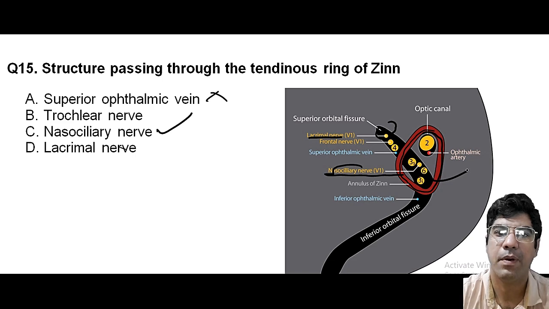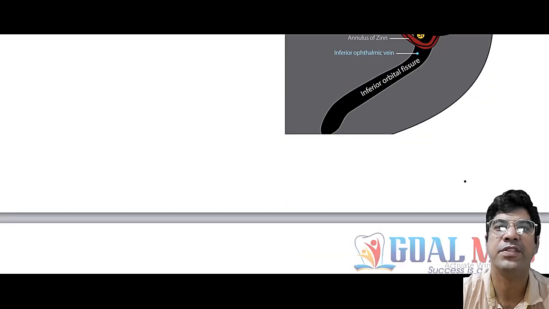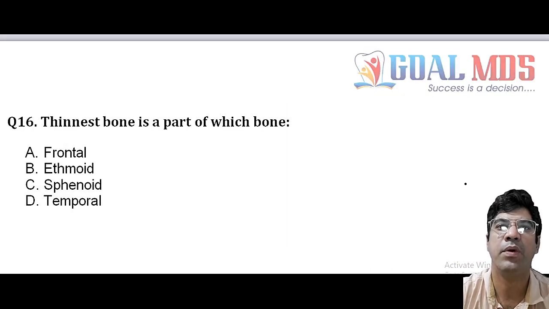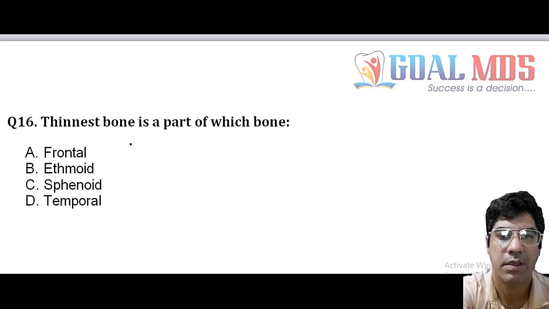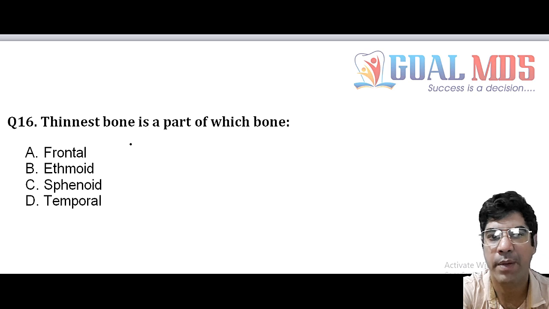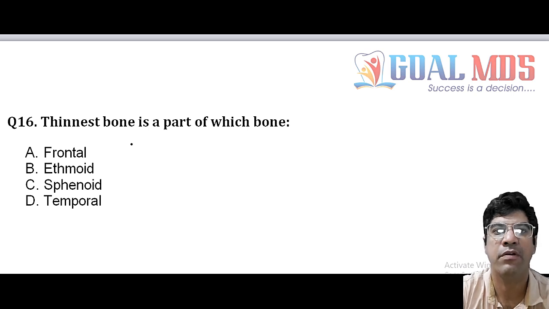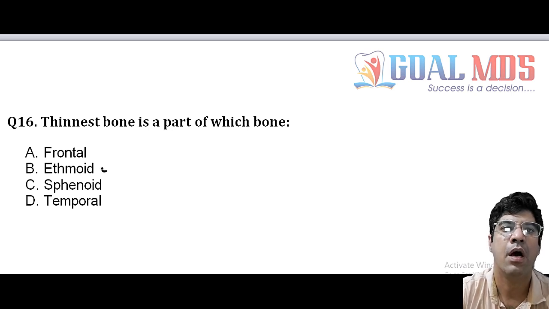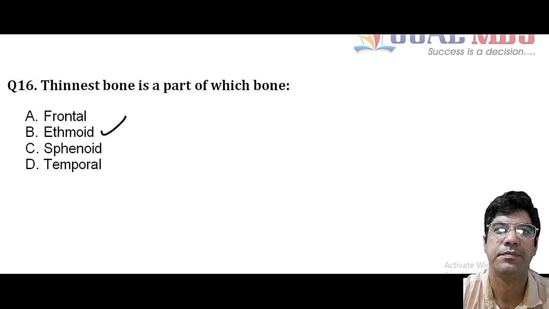The thinnest bone is part of which bone? The thinnest bone is part of the ethmoid bone. Ethmoid bone, it is the thinnest bone. It is delicate, spongy bone, and it is a papery thin structure with numerous perforations along with bony projections.